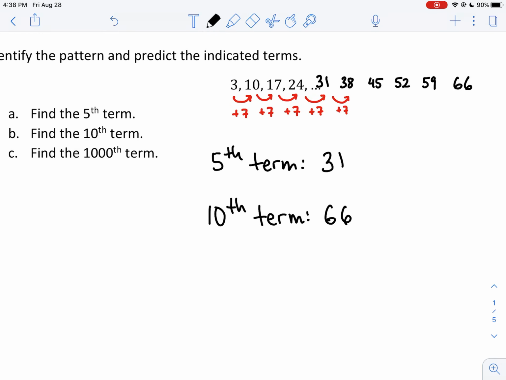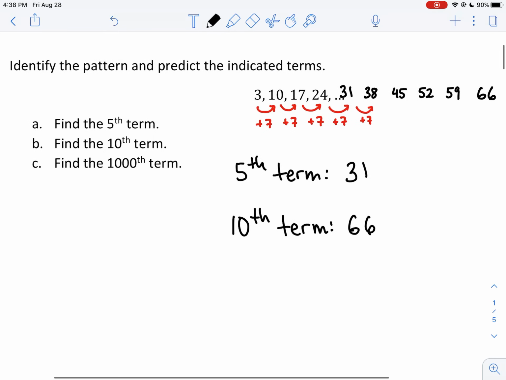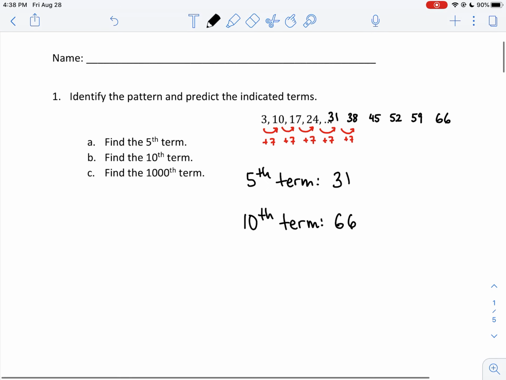But part C is going to shake things up a bit here, because it asks for the 1000th term, and I don't think any of us want to spend our time making this list until I find the 1000th term. So we're going to have to rethink or think about this in a different way and try to be creative. Give yourself some time to ponder how you might approach this, and then come back to the video and let's discuss together one approach here.